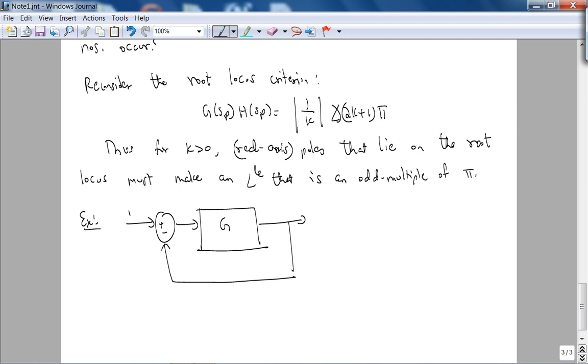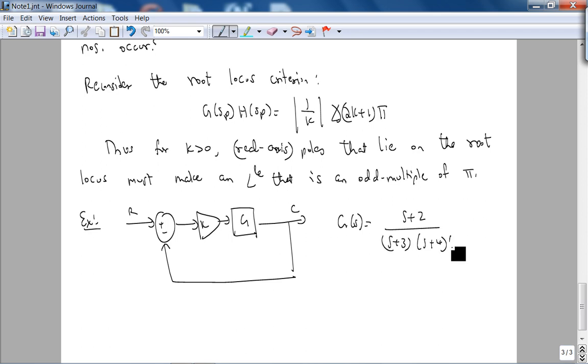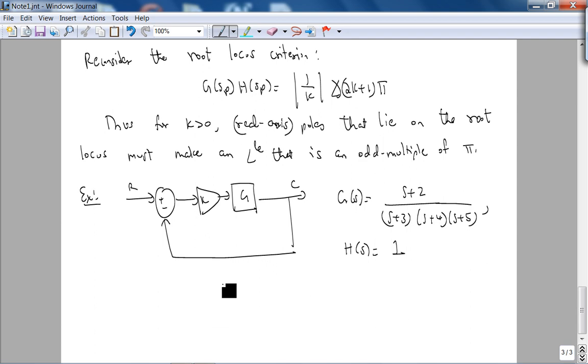unity feedback system. So here is our, oops, I forgot the k, so let me put that in. So here's our gain k, here is g, here is c. Let's consider a simple g of s, which is s plus 2 over s plus 3 times s plus 4 times s plus 5. H of s is 1, so g times h is simply g. So let's look at where are the poles and zeros of our g times h, or g. So we have a zero at negative 2, a pole at negative 3, a pole at negative 4, a pole at negative 5.